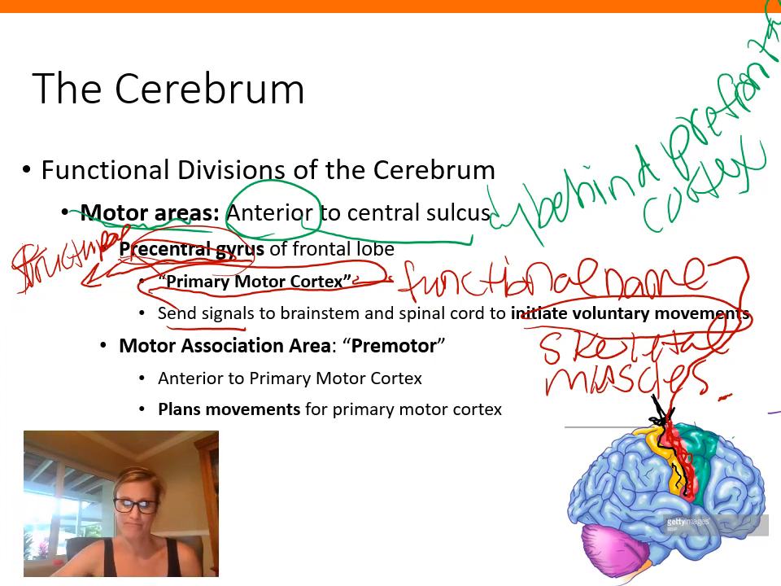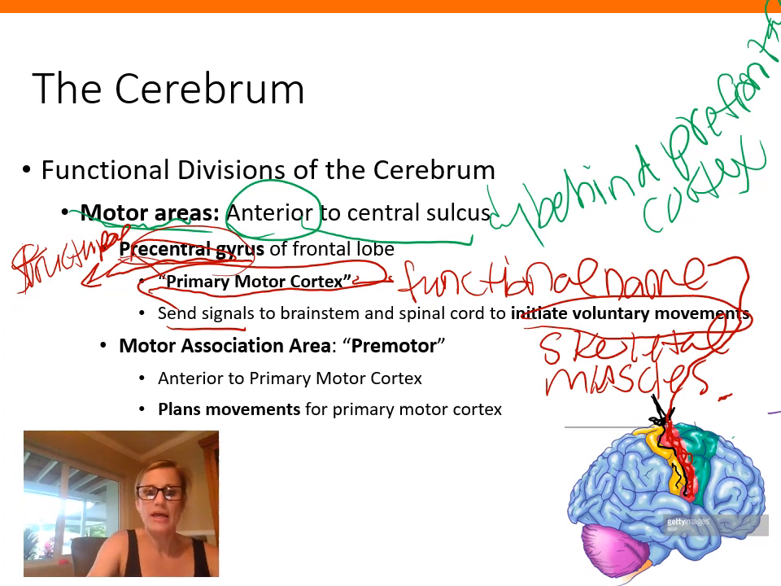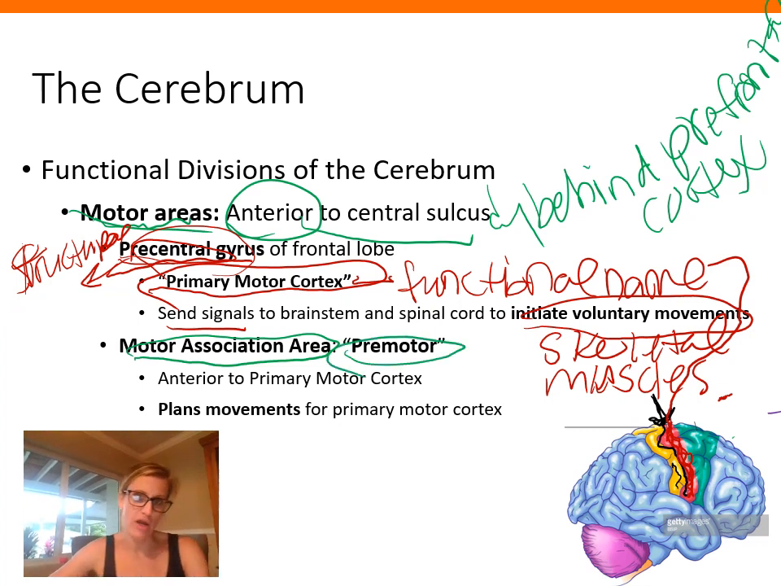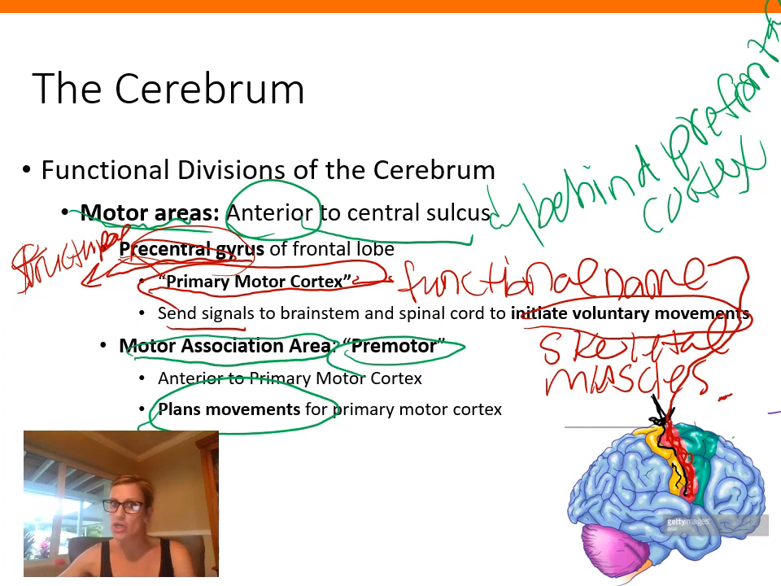It tells your leg to contract. The area directly in front of the primary motor cortex is called the motor association area or premotor area. Premotor because it's in front of the motor area. Also, you could think premotor because it comes first. What happens in the premotor area is that we plan movements. This is where we say, what muscle is going to contract, in what order are they going to contract, how much tension do they need to contract with.